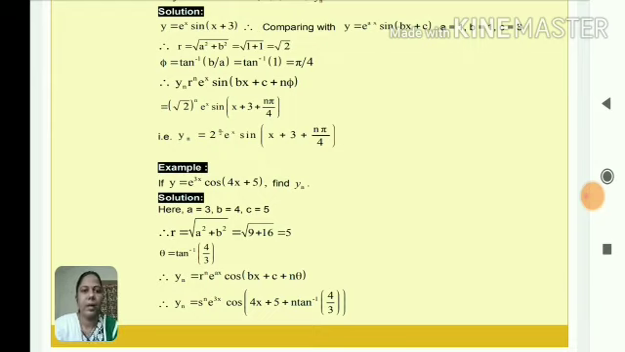Next example is, if y is equal to e raised to 3x cos 4x plus 5, then find yn. So here again the same method, comparing with y equal to e raised to ax sine bx plus c. We have a is 3, b is 4 and c is 5. So r is under root a square plus b square, so it is equal to 9 plus 16, so it is root 25, so it becomes 5. Theta is tan inverse 4 upon 3, and yn becomes r raised to n e raised to ax cos bx plus c plus n theta, so it is 5 raised to n e raised to 3x cos 4x plus 5 plus n tan inverse of 4 by 3.